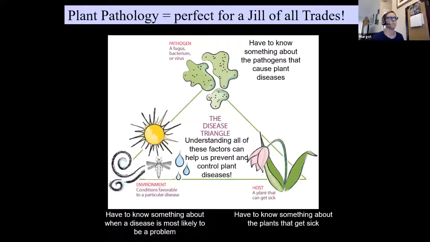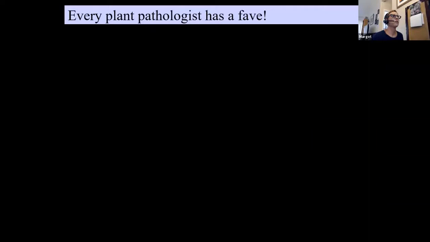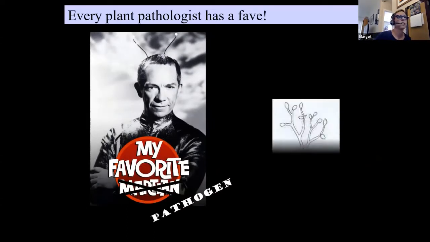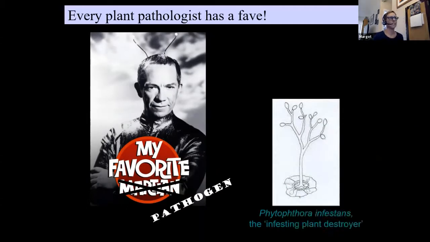This kind of field of biology is the fact that you have to know a little bit about a lot of different things. It turns out, though, if you're a general plant pathologist, you know a little bit about a lot of different things. Every pathologist has their favorite. And my favorite pathogen is a pathogen called Phytophthora infestans.